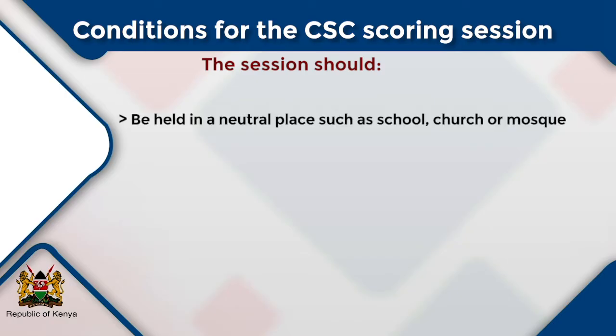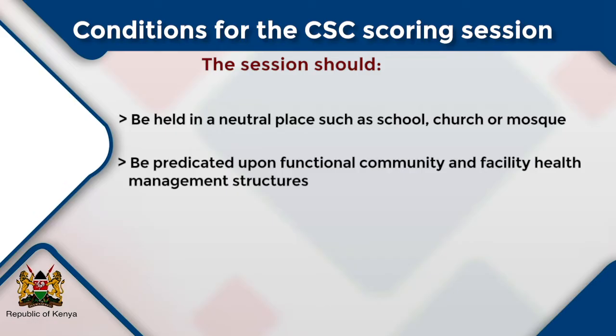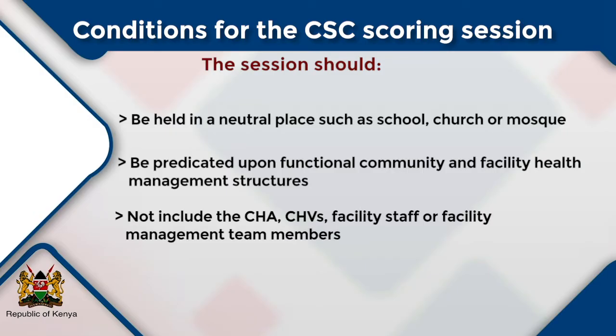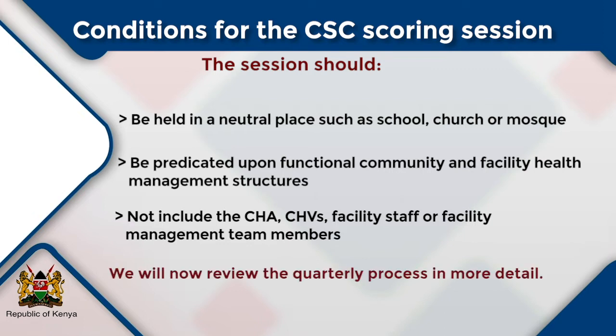The meeting should be held in a neutral place such as a school, church, or mosque. The meeting should be predicated upon functional community and facility health management structures. The meeting should not include the CHA, CHVs, facility staff or facility management team members. We will now review the quarterly process in more detail.